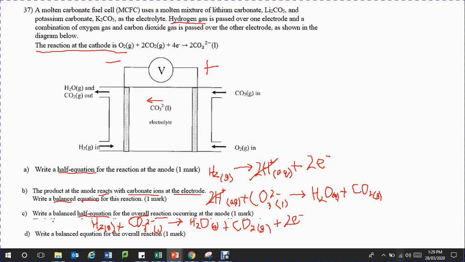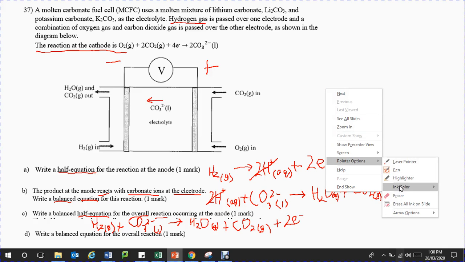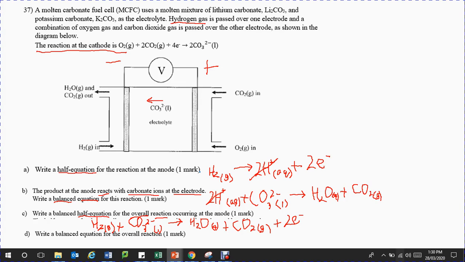Okay. Then part D, write a balanced equation for the overall reaction. Okay, so that's asking me what is the equation overall that's occurring at the anode and the cathode. So in the question, I was given the reaction at the cathode. I've worked out the balanced half equation for the anode. I need to pop those two together. Okay, so I'll change color pens, ink color, we'll go blue. Okay, so before I start putting them together, I've got 2 electrons here.